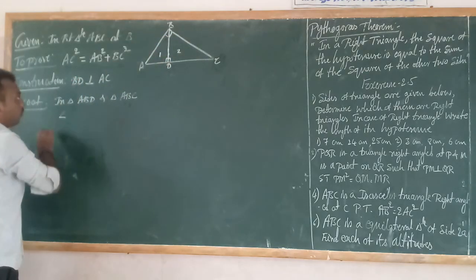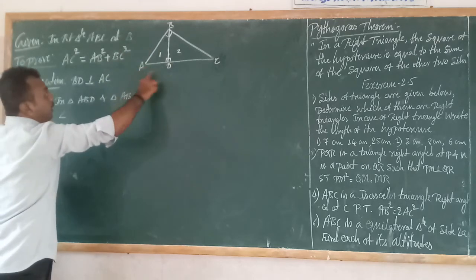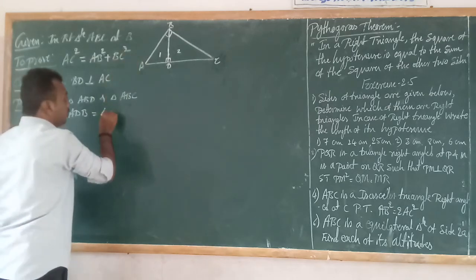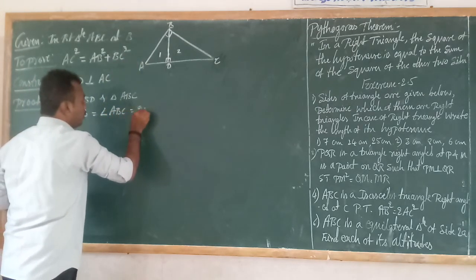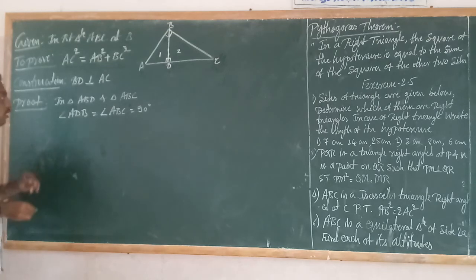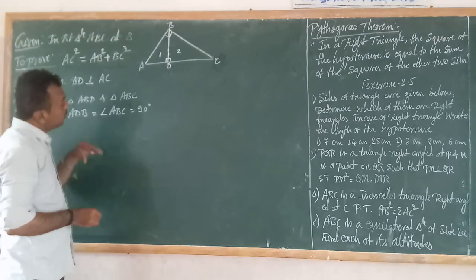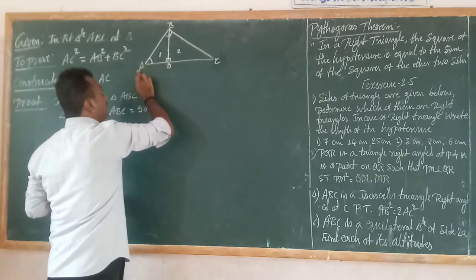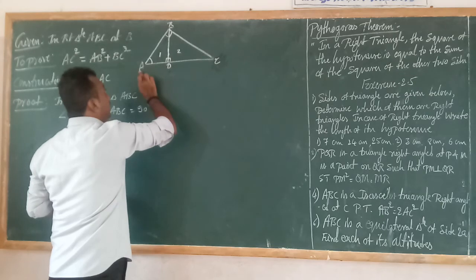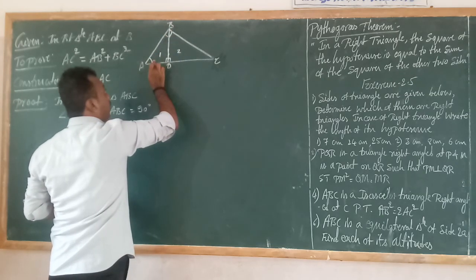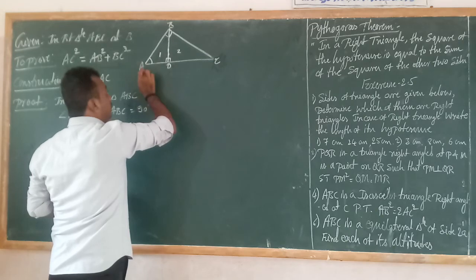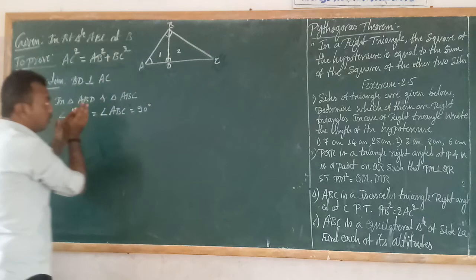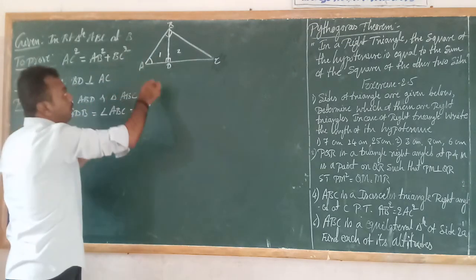Therefore, angle ADB is equal to angle ABC because of 90 degrees. Correct? One angle we got. If we get another angle, then the two triangles are similar. So another angle: angle A is common. Angle A is common to both ABD and ABC.